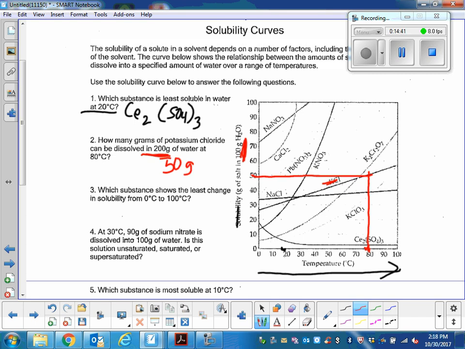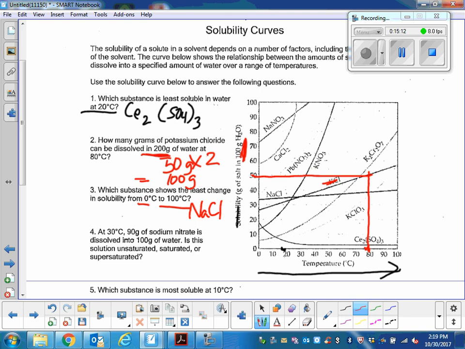Okay? Sam, which graph shows the least change in solubility from 0 to 100, which is almost kind of flat? NaCl. Vinay, did you want to answer that question? Number 2, wouldn't it be 100 times 2? Very good. Oh yeah, that's important, right? I underlined it and then forgot to mention it.